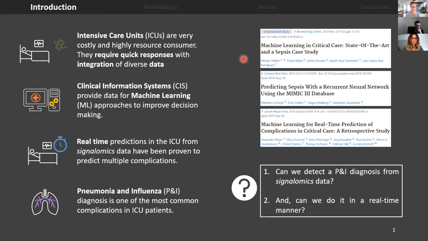And in order to improve this decision-making, many people have made use of the clinical information systems to develop machine learning approaches. But not all of them have done it in a real-time manner, which would be an approach that could actually be applied. Some others have done it, for instance, for predicting mortality or sepsis risk. But we wanted to focus on pneumonia and influenza because it is one of the most common diagnoses. So can we detect this diagnosis from signalomics data, which is the data from the signals recorded directly from the connected patient? And also, can we do it in a real-time manner?